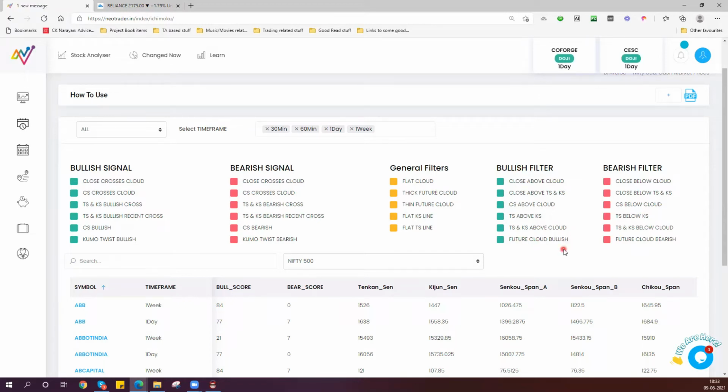Now, if you recall, we had also said in the introductory video that the future part of the cloud is where the Senkou span A and B are projected into the future. So when the future cloud is bullish, that is when Senkou A is above Senkou B. The future cloud is bearish when Senkou B is above Senkou A. These are total opposites of these.